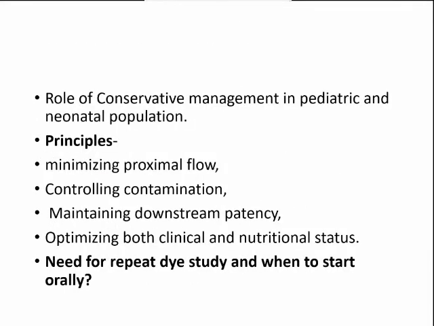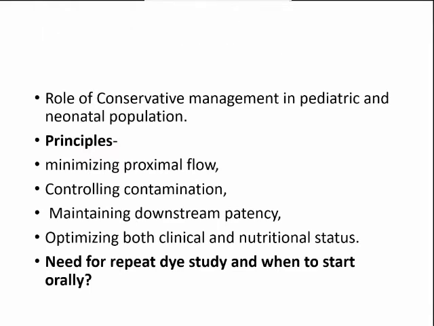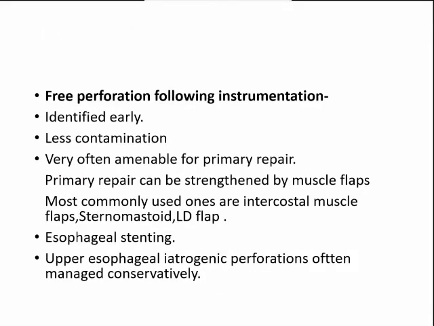I'll show a picture. This is a picture showing an intercostal muscle flap. You can see that there is a perforation of the esophagus. The esophagus has been hooked out, and after closing the perforation with primary repair, you're buttressing the defect with an intercostal muscle flap, and it is sutured in a circumferential manner. Other flaps also can be used. The other available flaps are the latissimus dorsi flap. Even sternomastoid flaps are also being used.